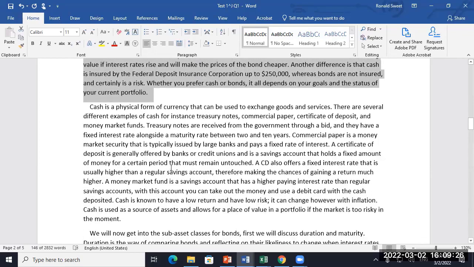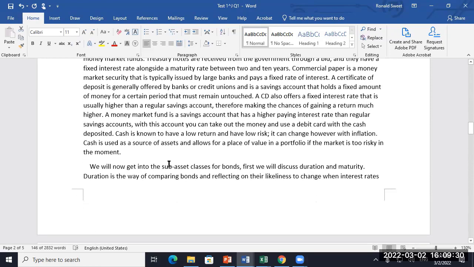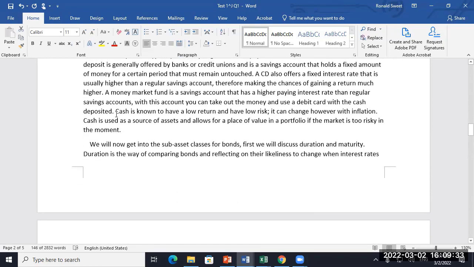Oh, you got a lot in here. So let's see. She has it in, but I don't see specifically price risk and reinvestment risk. So have those phrases in there and define them. All right. Now she's getting a sub asset.